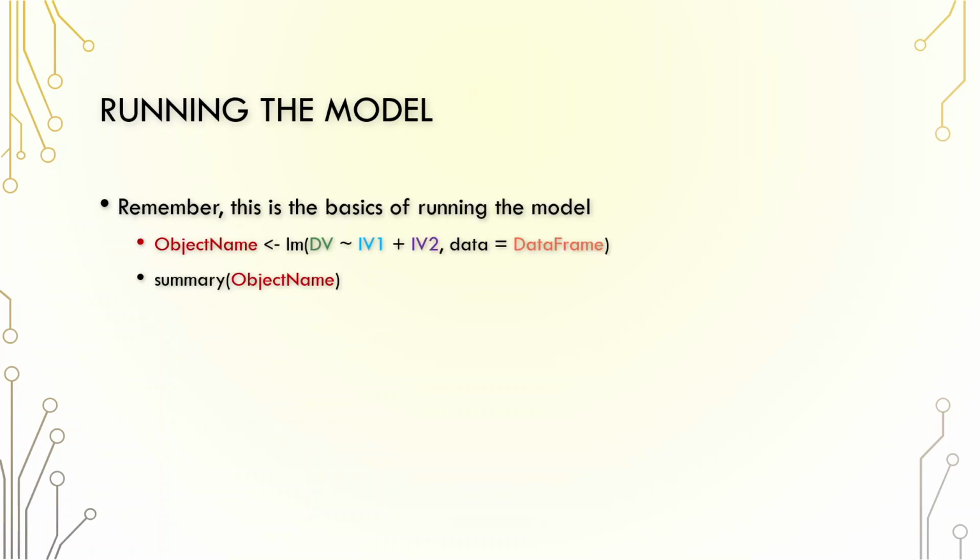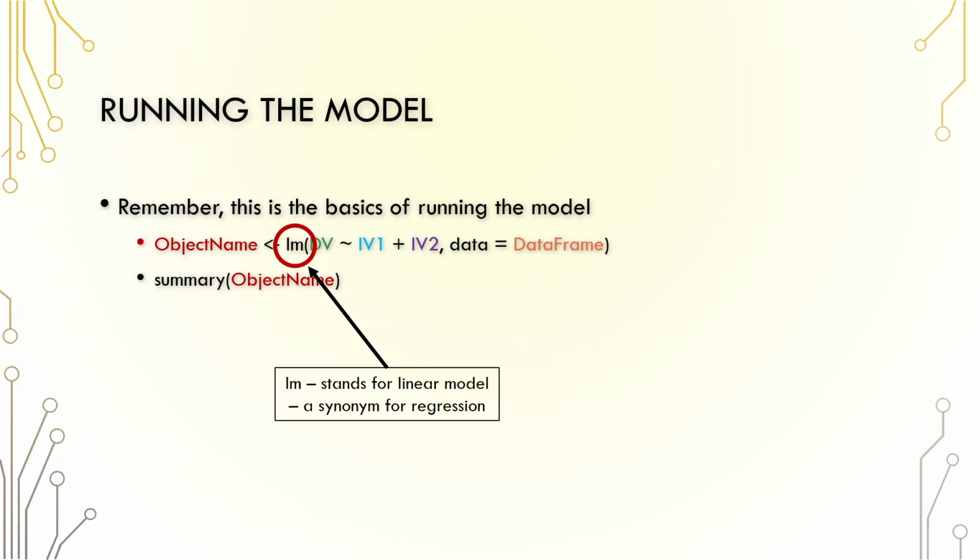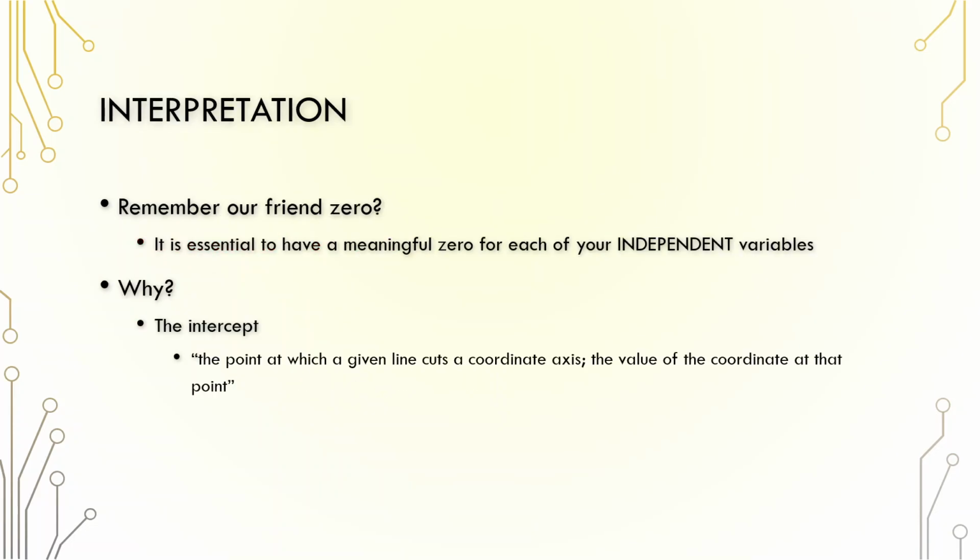All right, so you've seen this code before. It's the same as last week. You run a regression model, save it into an object, run summary on that object. That lm, right, standing for linear model.